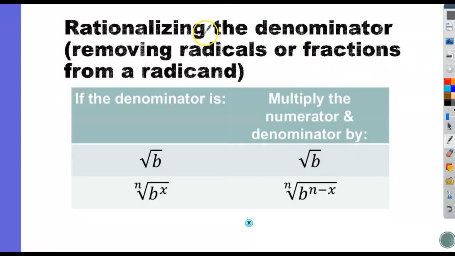So what we're going to talk about next is rationalizing the denominator. So that means what you need to do to remove radicals or fractions from the radicand. So if the denominator is just a square root of a number, then multiply the numerator and denominator by that square root. If the denominator is something other than a square root, a cube root, fourth root, any other root, an nth root, then what you have to multiply by is this here. So basically what I would do is subtract my index minus my exponent. You'll see what I mean in just a second.